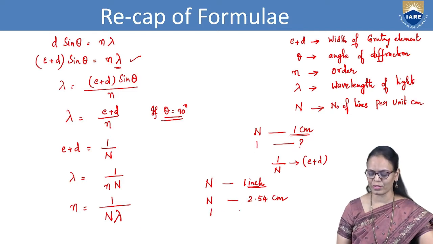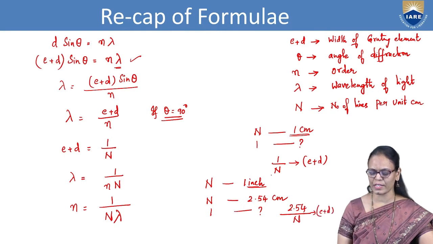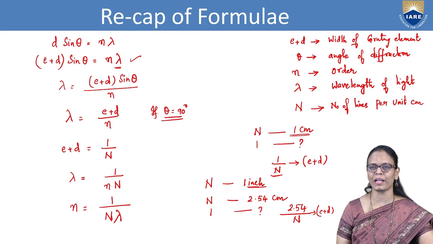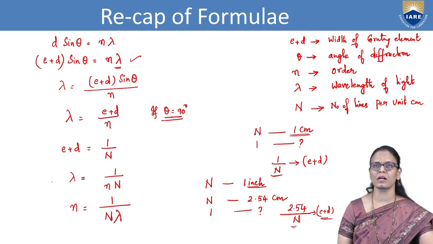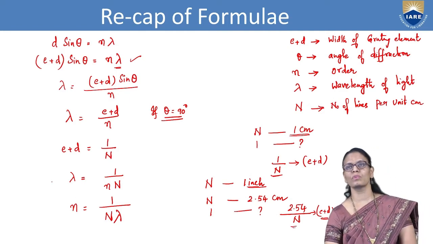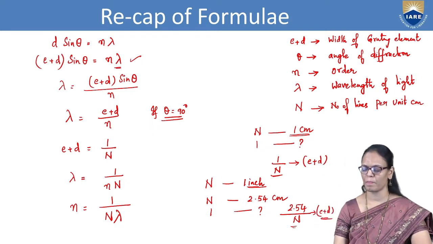So what will be the width of one line? That will be 2.54 upon N. This gives the width of each line. So if it is in centimeters, we write directly 1 by N. If it is in inches, we do the conversion: 2.54 by N gives us e plus d. So with this understanding, we will now go to do the numericals.